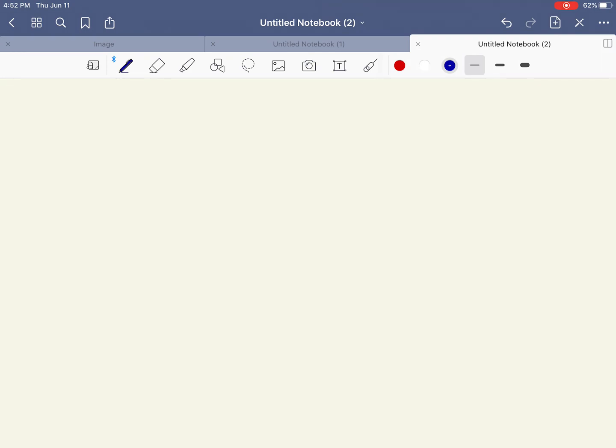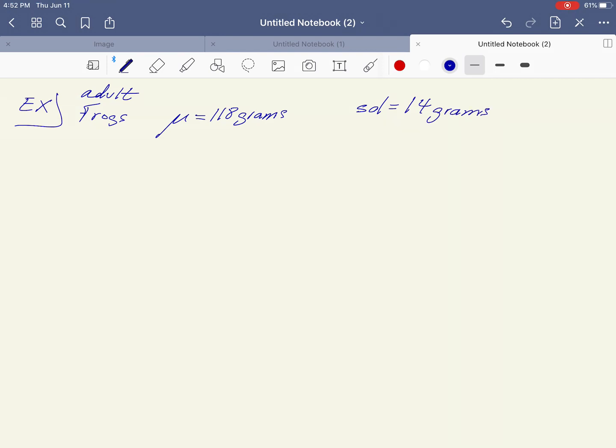So let's talk about one example. Here, I'm following your class notes. With this example, we're talking about frogs, and we know that some wildlife scientists have studied a certain species of frogs. They know that the adult frogs should weigh an average of 118 grams. So I'm going to say the true average for adult frogs is equal to 118 grams. They also know that the true standard deviation for these frogs is 14 grams.